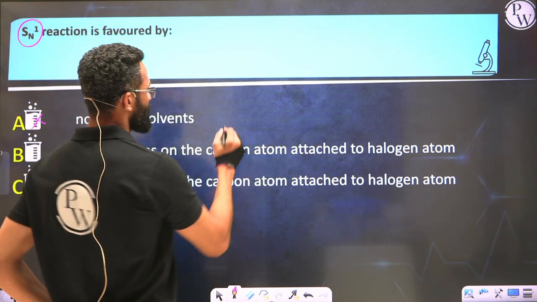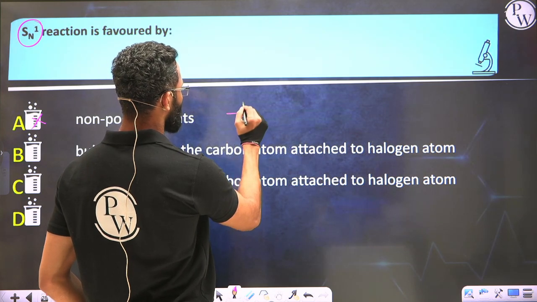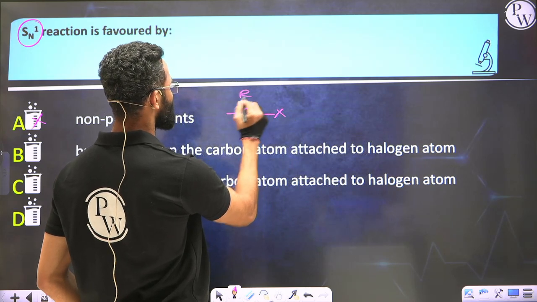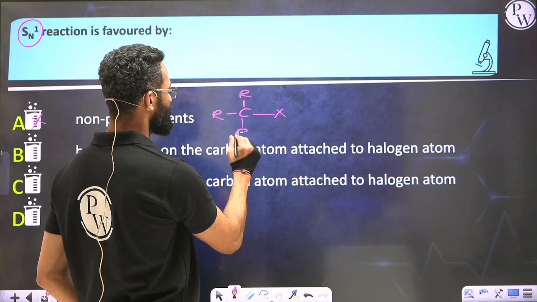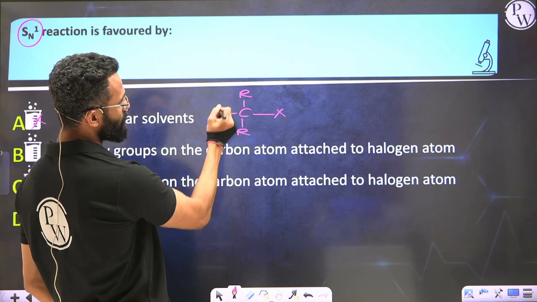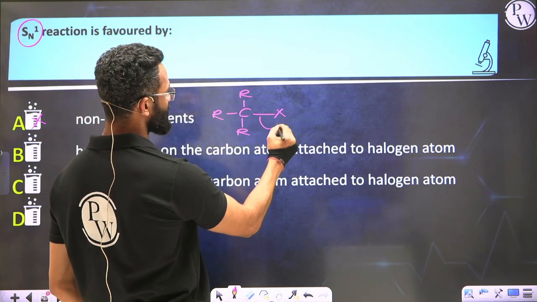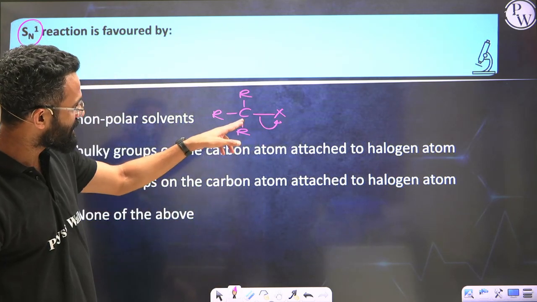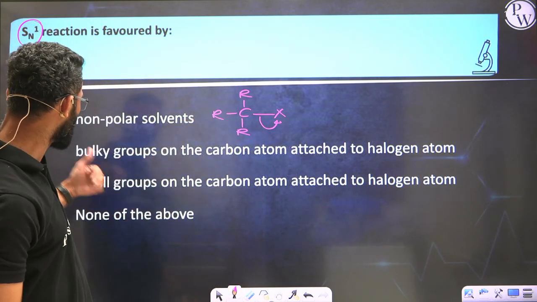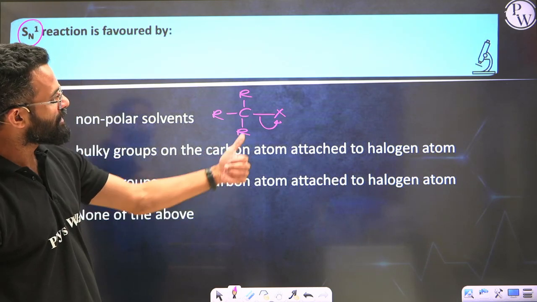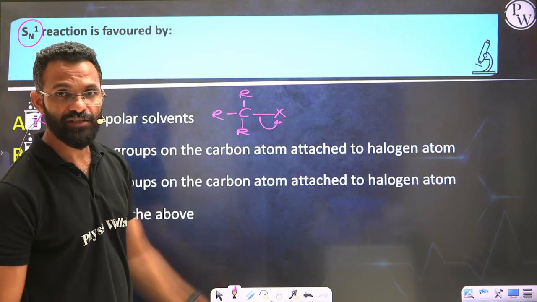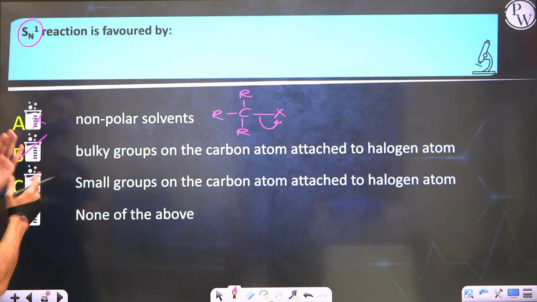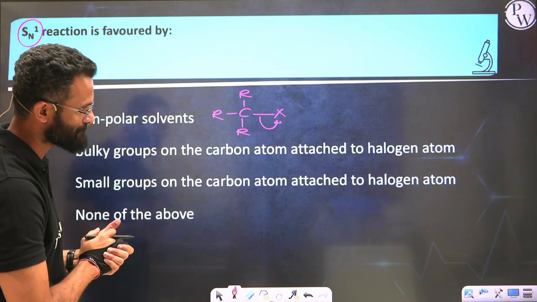Bulky group on the carbon attached to the halogen atom. Yes, we have studied that as the number of alkyl groups on the carbon carrying halogen increases, the rate of SN1 increases, right? Because as the number of alkyl groups at the carbon carrying the leaving group increases, the corresponding carbocation formed will be more stable. So you want an alkyl halide which is sterically hindered. So bulky groups on the carbon attached to the halogen atom is the favorable condition for SN1. Hence option B will favor the SN1 reaction.